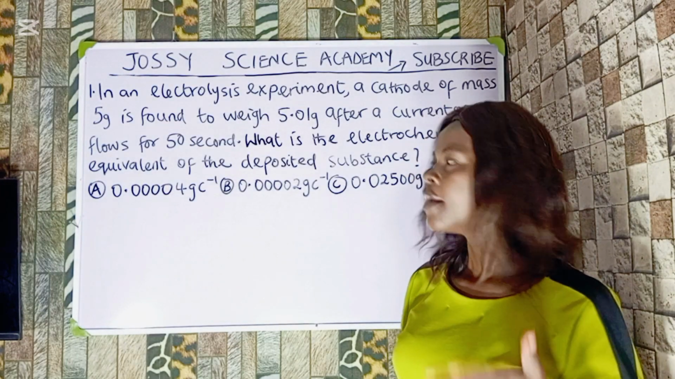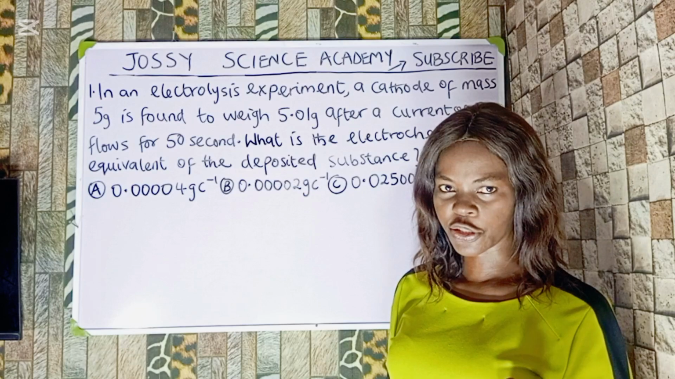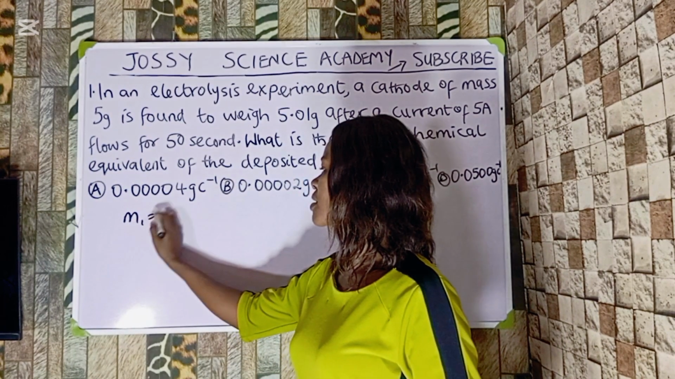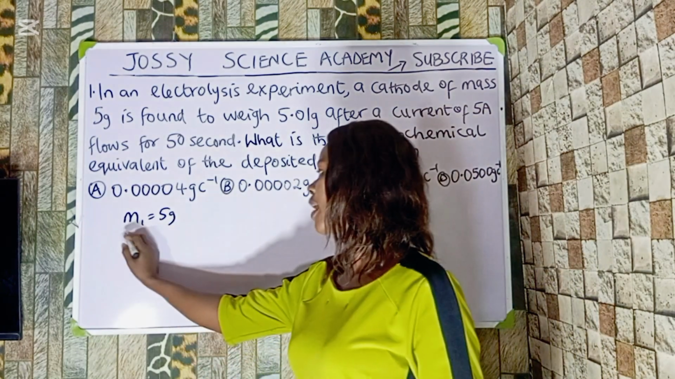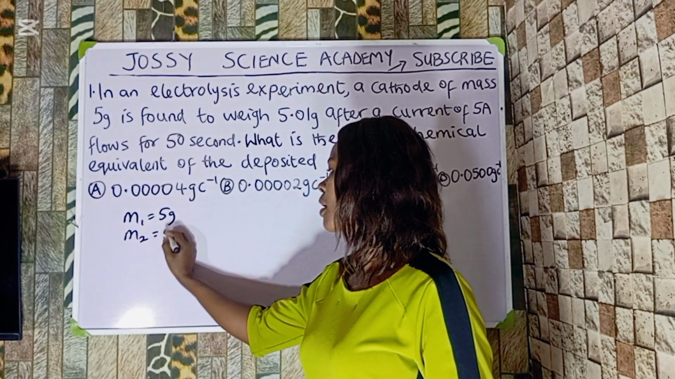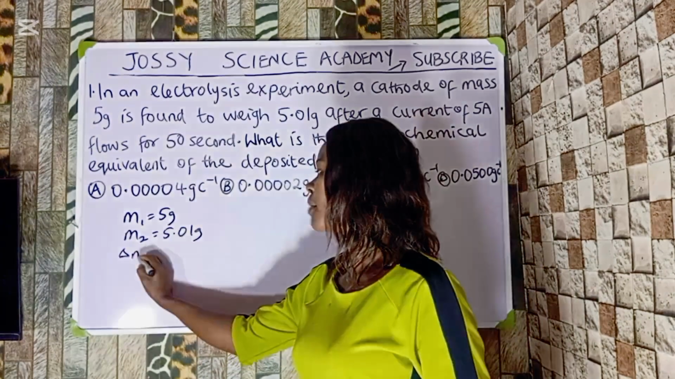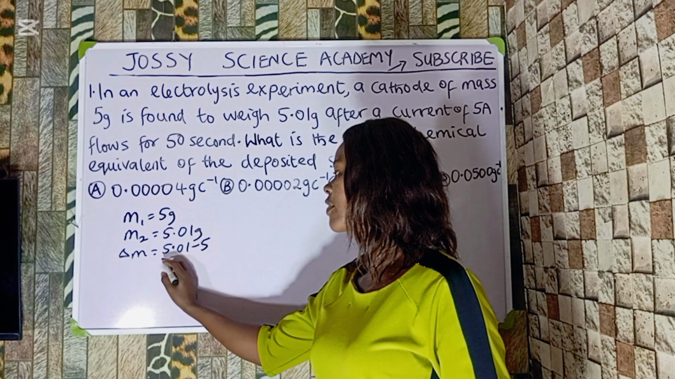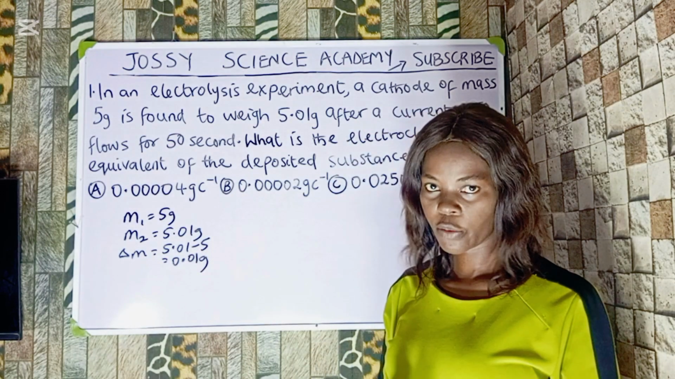Now, looking at this question, a cathode of mass 5 grams was found to weigh 5.01 grams. So there is a change in mass, and we need to get that change. The first mass is given as 5 grams, but when it was weighed, it gave us 5.01 grams. So the change in the mass is 5.01 minus 5, that is 0.01 grams. Hope that is clear.